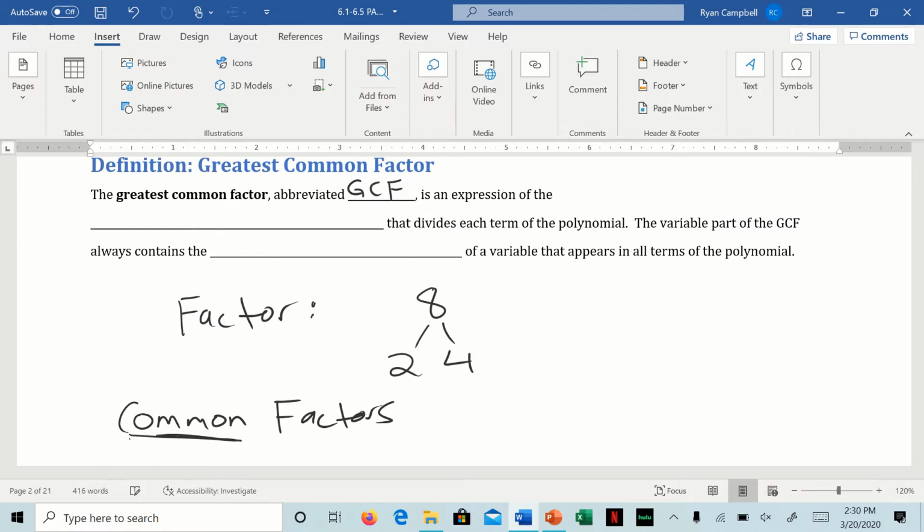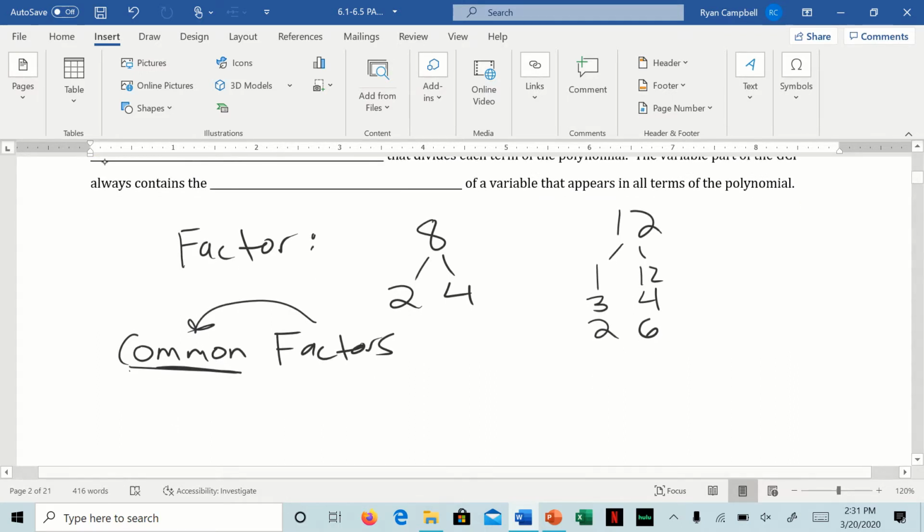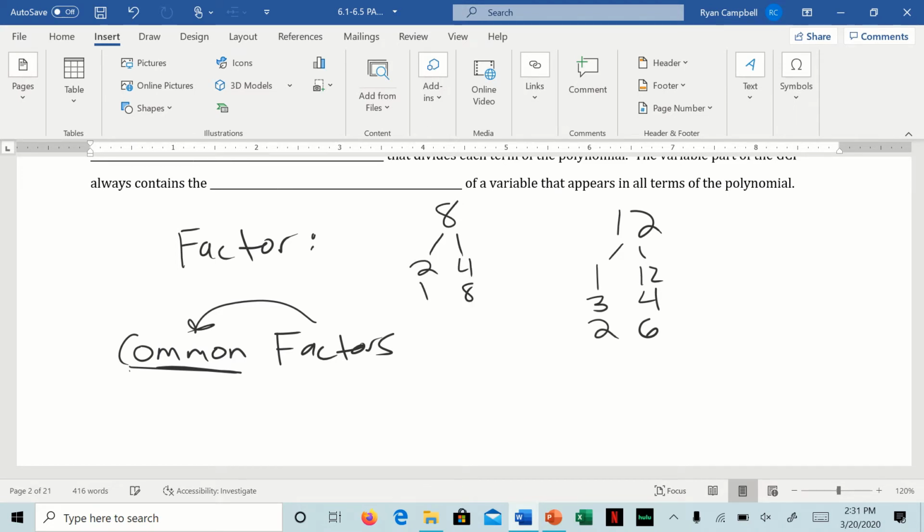So common factors would be factors in common, right? So if we had 8 with 2 and 4, we could also talk about 12. So 12 would also have 1 and 12, it would have 3 and 4, 2 and 6. These are all the factors. If we listed out all the factors of 8, that would be 2 and 4, 1 and 8. So the common factors of 8 and 12, we can see, well, we got 1, we got 2, and we got 4.